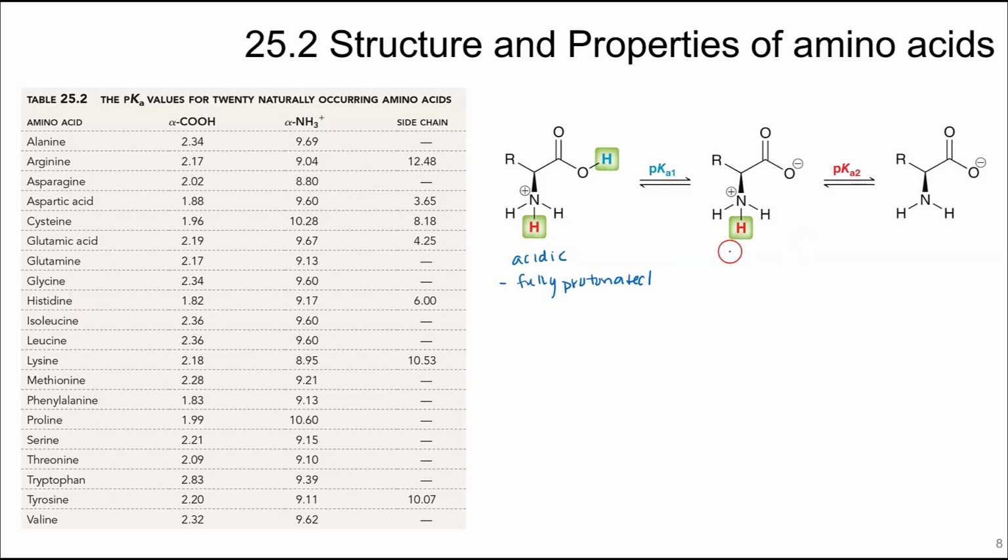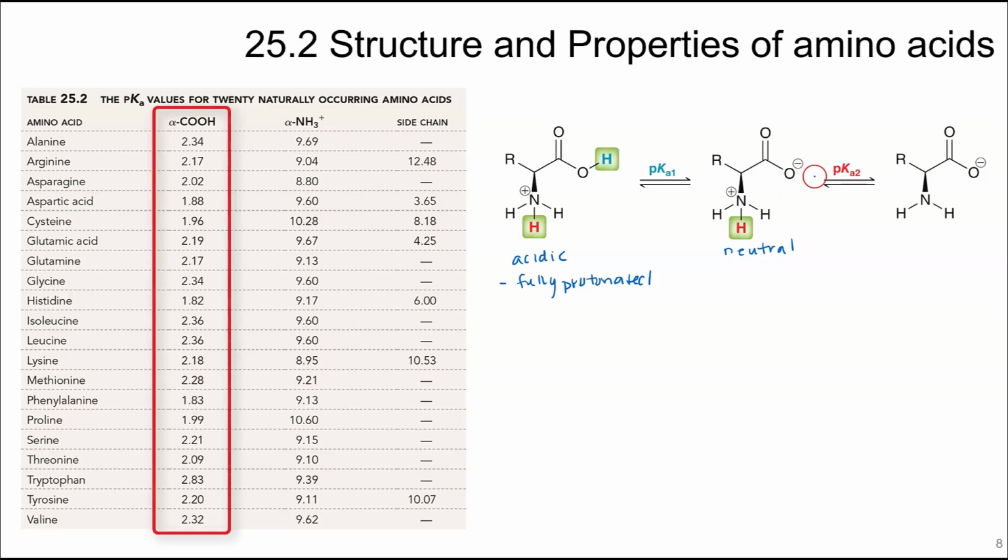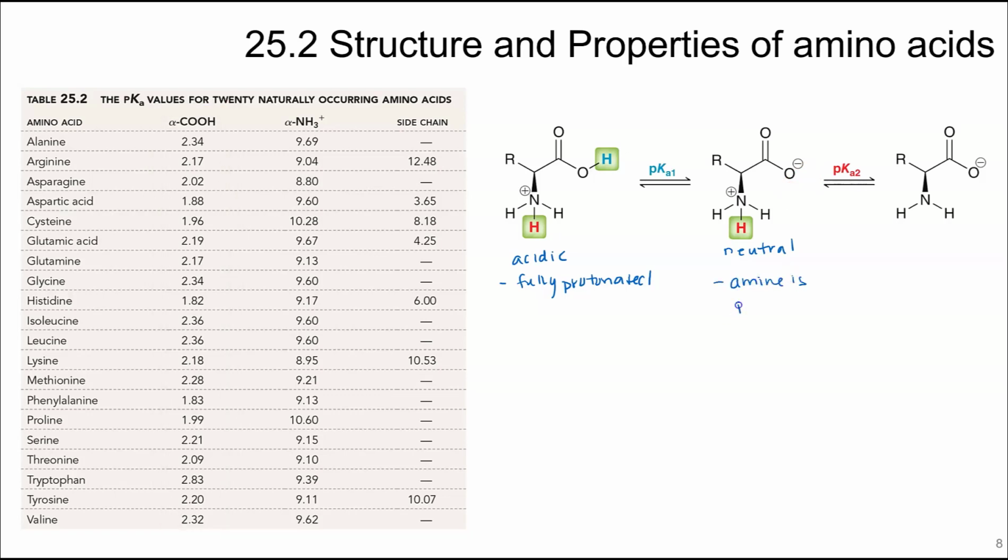This is usually around neutral. The carboxylic acid is deprotonated. The N is still protonated. Because the pKa of a carboxylic acid is around 2, at a pH of 7, it's going to be deprotonated. So only the amine here is protonated. At basic pH, everything is deprotonated.